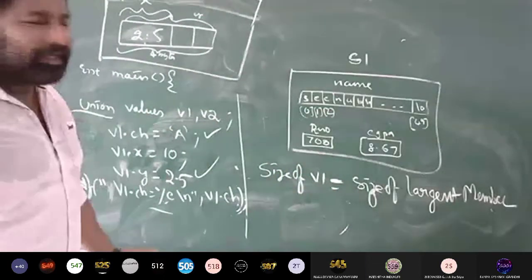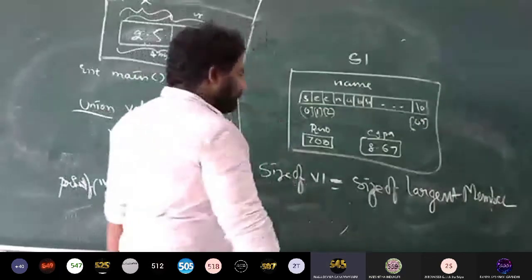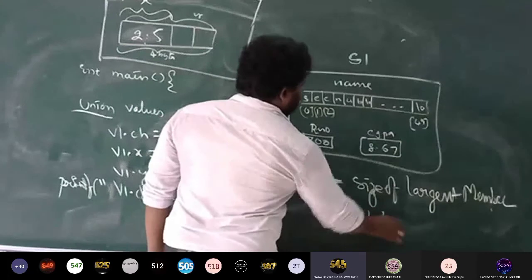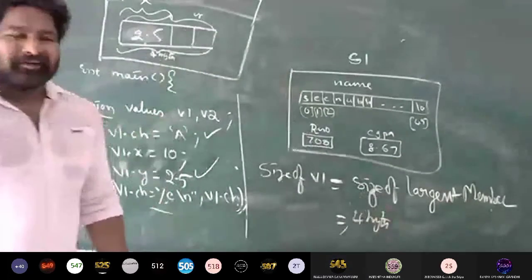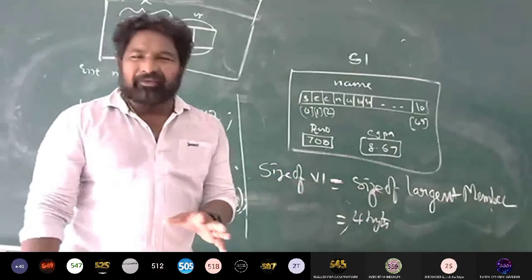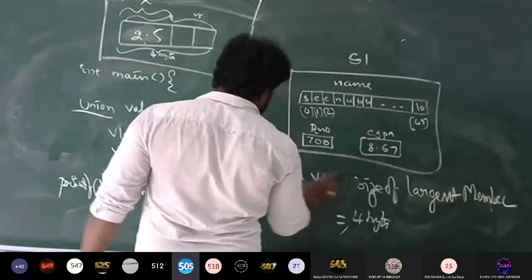Float, sir. Float. So what is the size of V1? 4 bytes. Okay. So this is the difference between a structure and a union. You have a table for that also. I just made a table on that, right? Yes, sir.